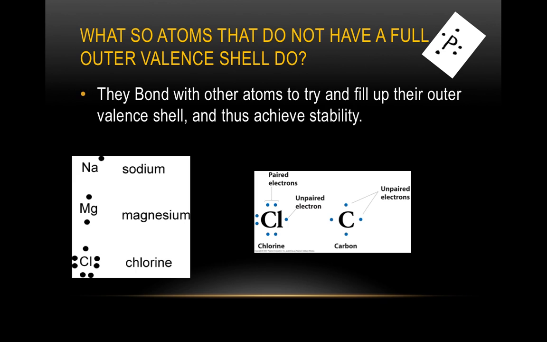So what do atoms that do not have a full outer valence shell do? They bond with other atoms to try to fill up their outer valence shell and thus achieve stability. So they either give, take, or share electrons. We're going to be talking about one of the methods of bonding tonight. And they do that to become stable. So you're only stable when your outer valence shell is full.